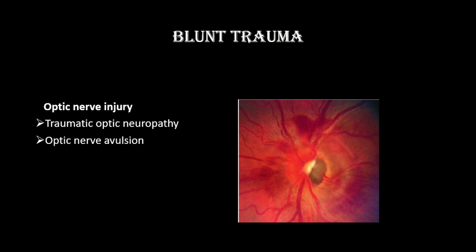The other one is traumatic optic nerve avulsion. This is again because of anteroposterior trauma, or sometimes if there is intrusion of any foreign body between the orbital wall and the globe, this can lead to optic nerve avulsion. This is associated with severe reduction of visual acuity. You can see a cavity here, and the visual prognosis is usually very poor.